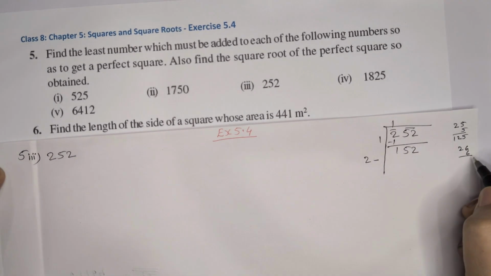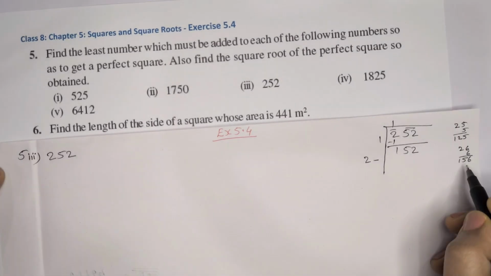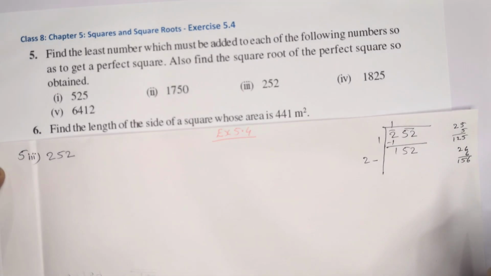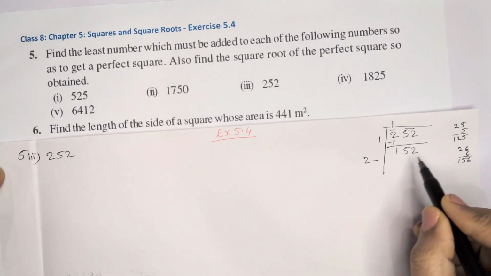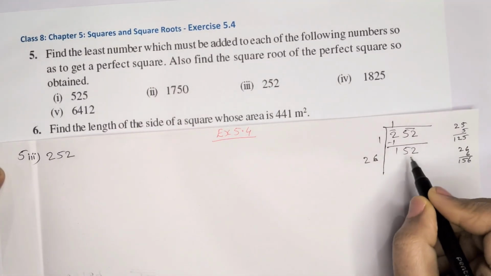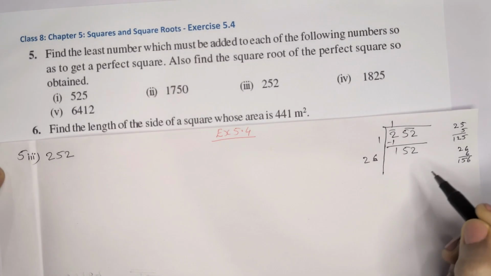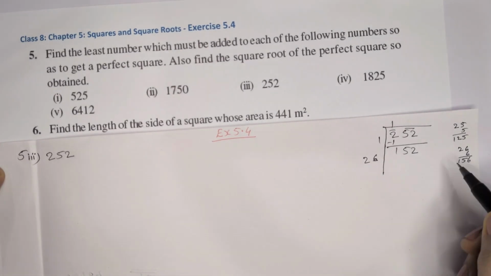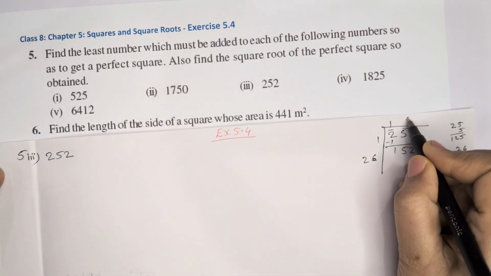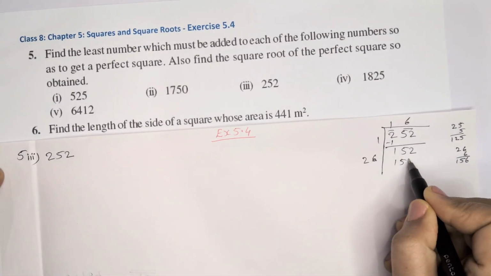Then 26 into 6, 156. 156 is greater than 152. So we have to take the number such that the product is supposed to come greater than the number. Then only we can add the least number to be added. So that 6 we can put over here, and here it is coming 156.